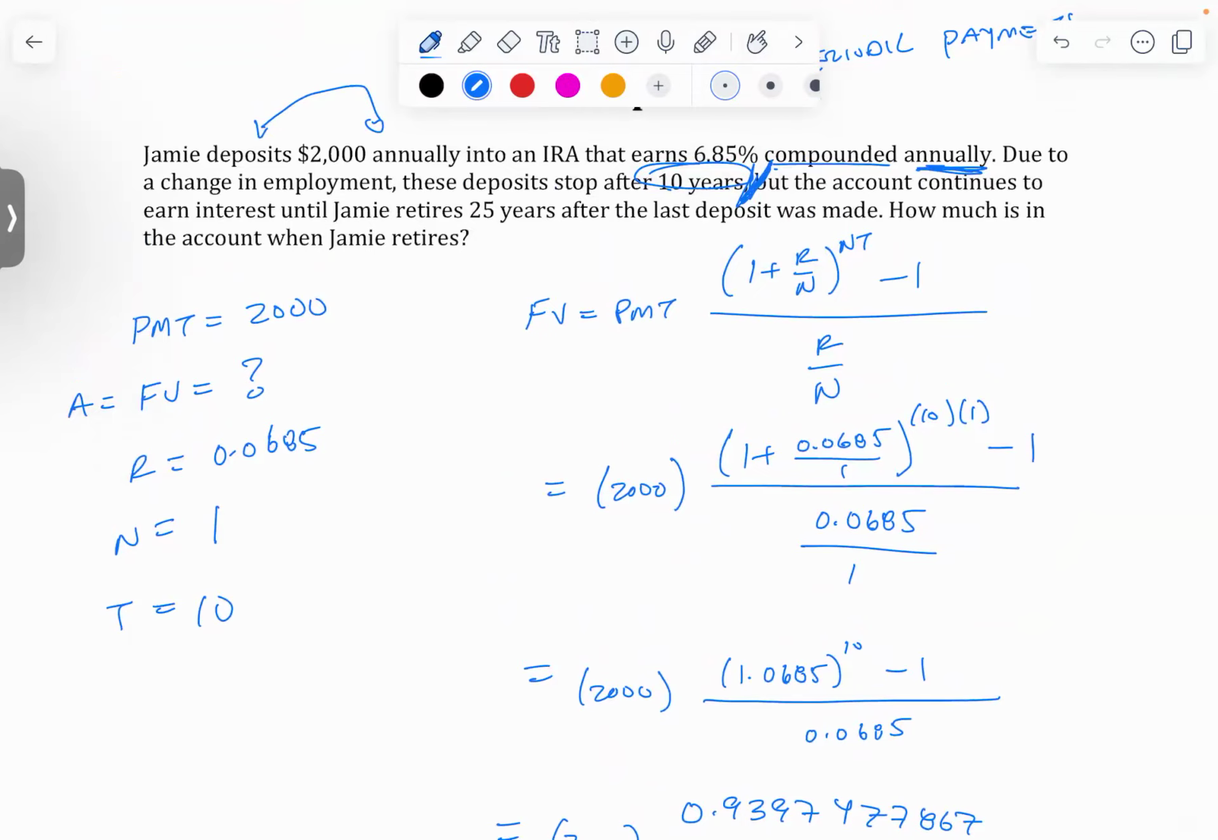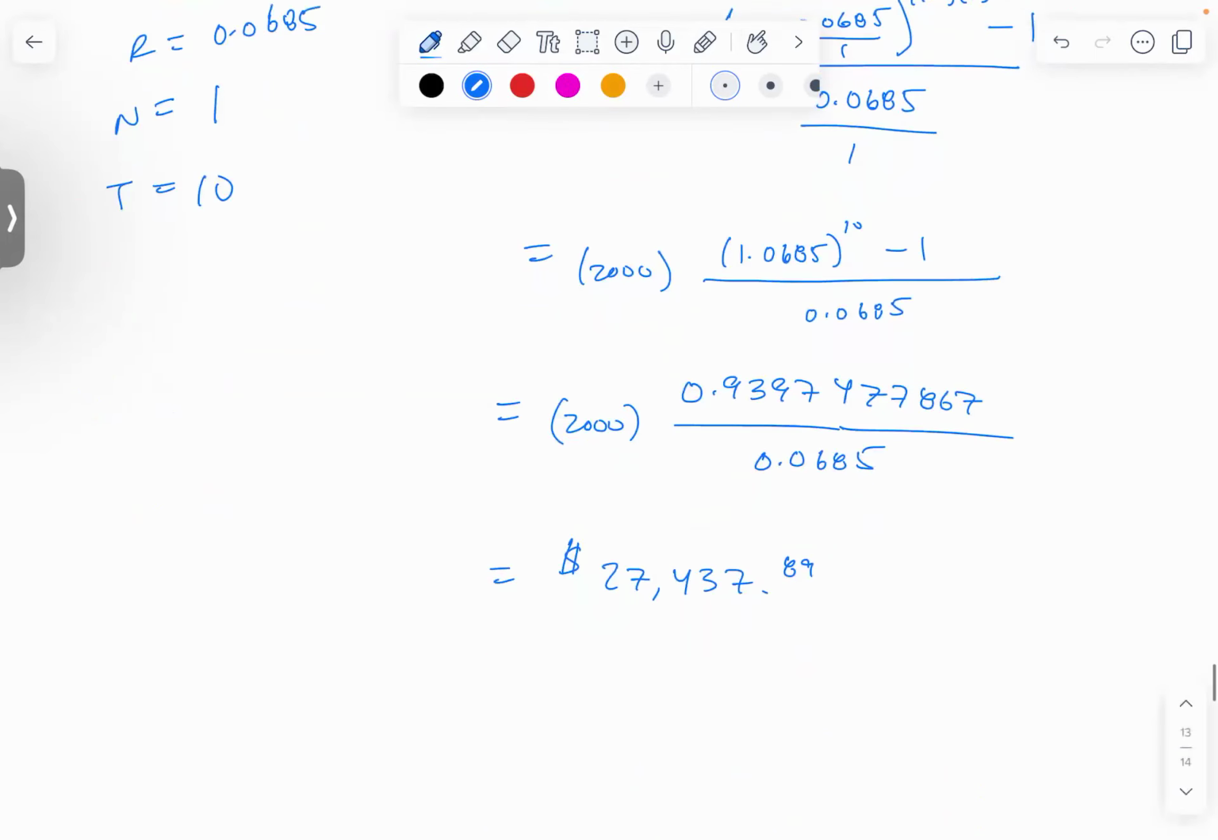Now, here's the big thing. Now notice, right after a change in employment, the deposit stops. So that's just what happened. That's how much money she has after the first 10 years. But the account continues to earn interest until she retires 25 years after the last deposit. How much is in the account when Jamie retires?